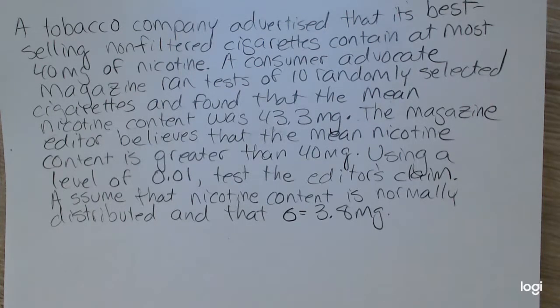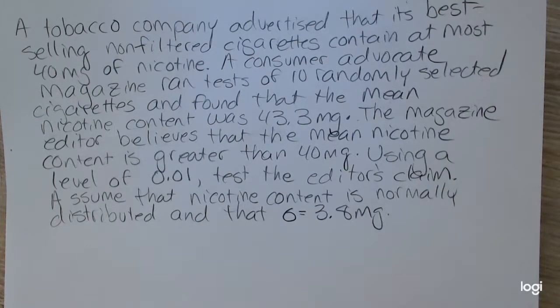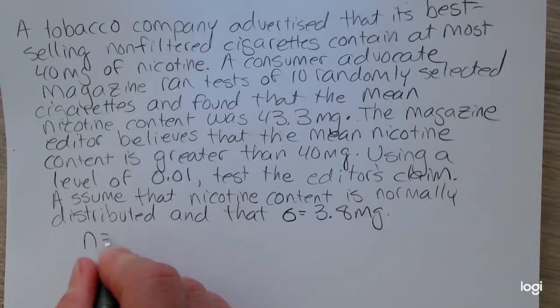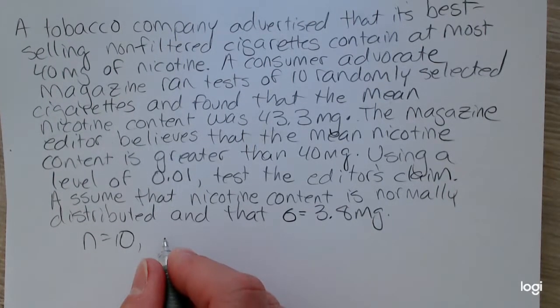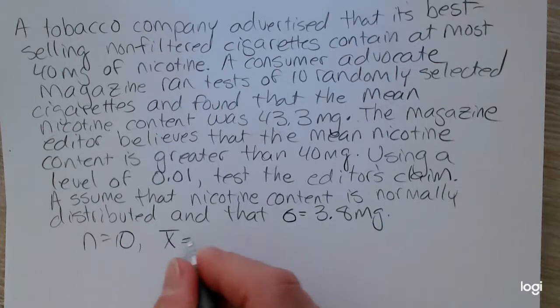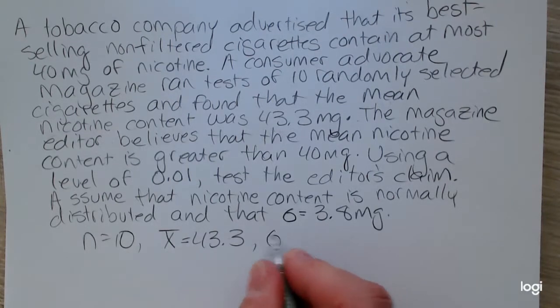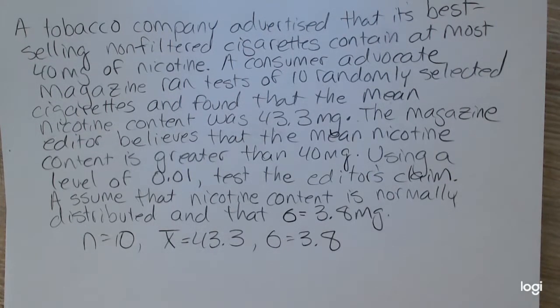Assume that nicotine content is normally distributed and that sigma, the population standard deviation, is 3.8. So in this situation, the conditions are met to use the z-test, the test using the normal distribution. The sample size is 10, to summarize. From the sample of 10, the sample mean was 43.3 milligrams, and the assumed population standard deviation is 3.8.